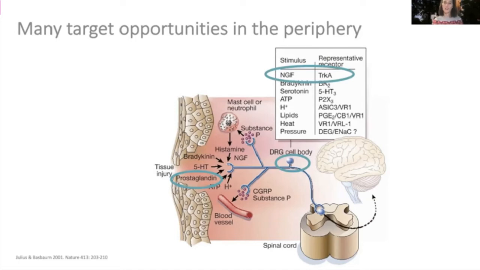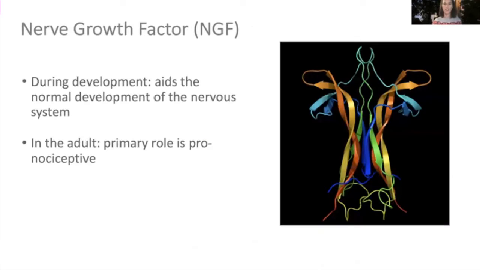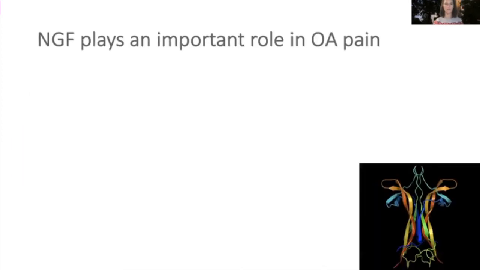The one that I want to talk to you a little bit about is NGF and its receptor TrkA. So NGF is responsible during development for nerve growth. It's nerve growth factor, so it is important in the development of the nervous system. However, in the adult, its role switches and its primary role is pronociceptive. So when binding with its receptor TrkA, it leads to neuronal sensitization. So it really amps up the system and has a role in pain sensitization in cats.